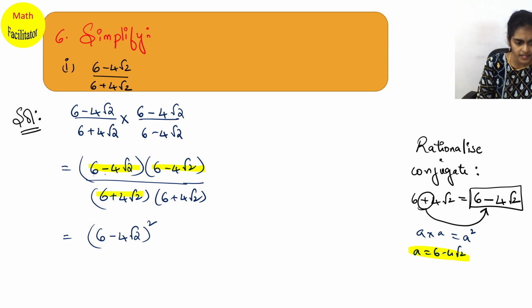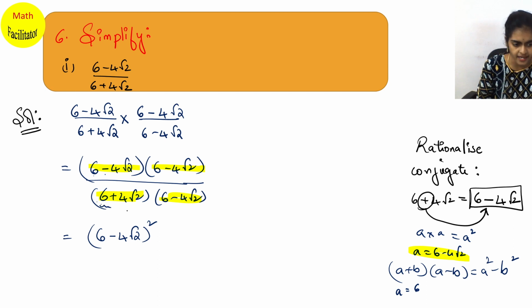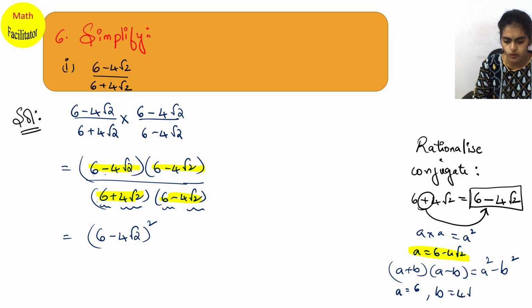Now the denominator is (a plus b) into (a minus b). Here you have a minus sign. Just see here, the denominator is (a plus b) into (a minus b), and you know the formula. What is it? (a plus b) into (a minus b) is nothing but a square minus b square. Now what is a here? A is nothing but 6. A plus b, a minus b: a is 6 and b is 4 root 2. So a square minus b square is nothing but 6 square minus (4 root 2) whole square.